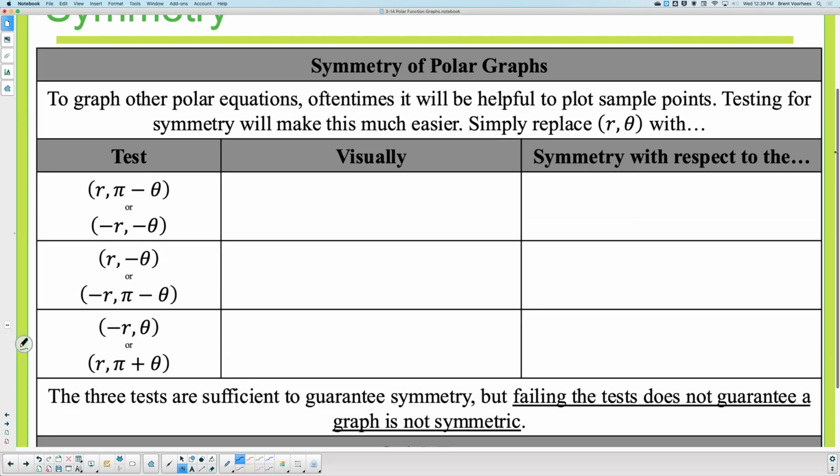You could have symmetry with regard to the y-axis, symmetry with regard to the x-axis, and if it's not the y-axis, which means left to right, or x-axis, top to bottom, it would be diagonal. Do you remember what we called that? The origin. Symmetry with respect to the origin.